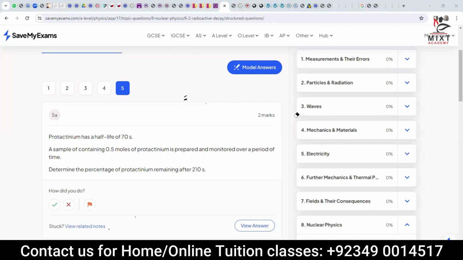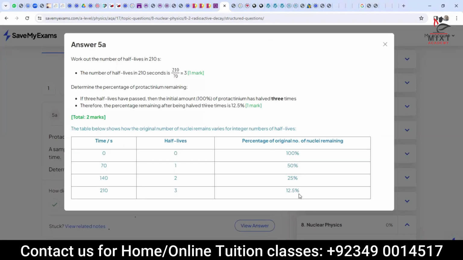Now they are giving you the answer value in moles, so you're getting the value in moles, 0.063. But they are asking you a percentage. So what is it? That value which you just found out is the amount left, right? So you divide by 0.5 and multiply by 100 and that will give you a percentage. So what is the answer? 12.5 actually.